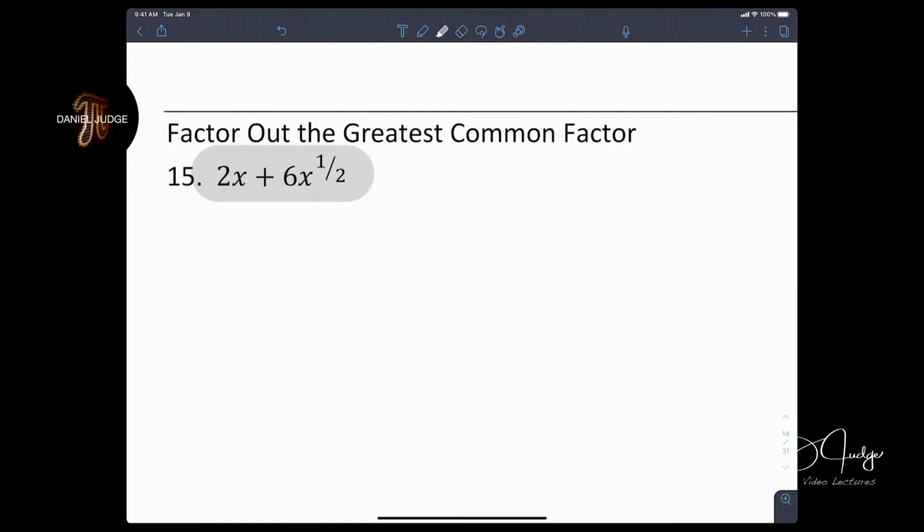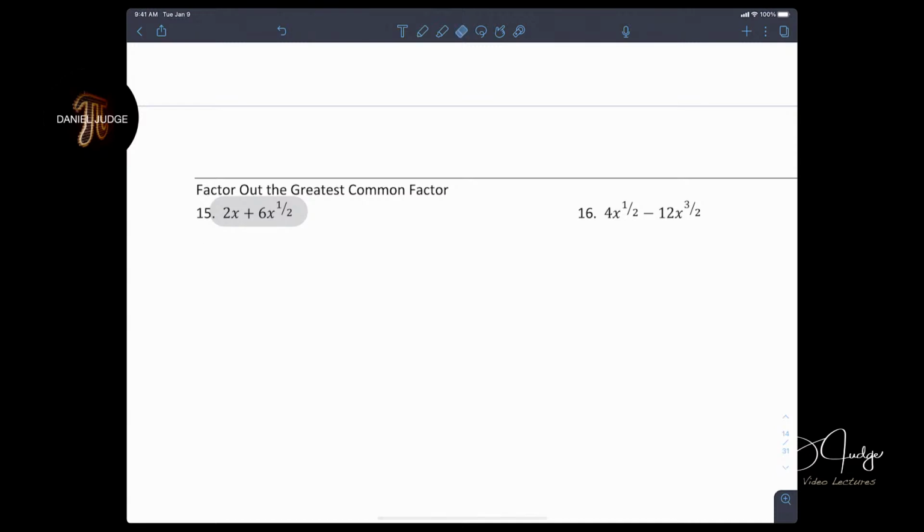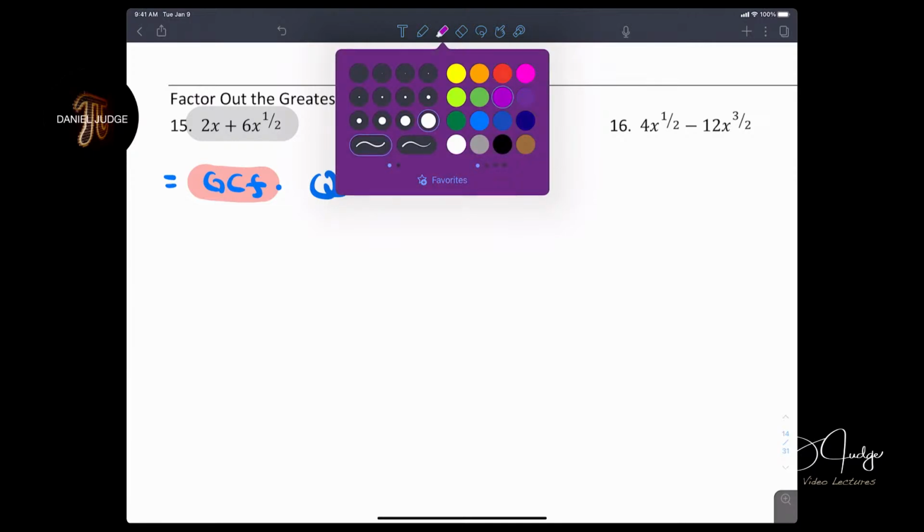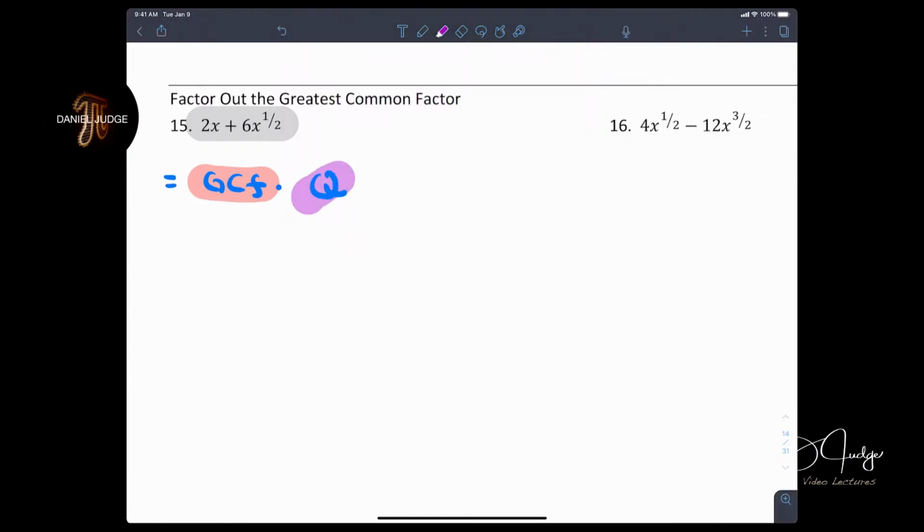Here's the expression. It's a sum. That expression can be written as the greatest common factor times a quotient. Okay, so this is what it really means to factor out a greatest common factor. To write a sum or difference as the greatest common factor of the terms 2x and 6x to the 1/2 power. But then that's going to be multiplied by some quotient. And when you write that sum as the greatest common factor of the terms times a quotient, this is factoring out the greatest common factor.